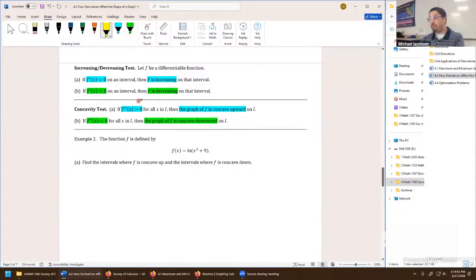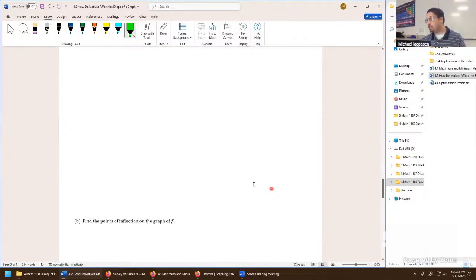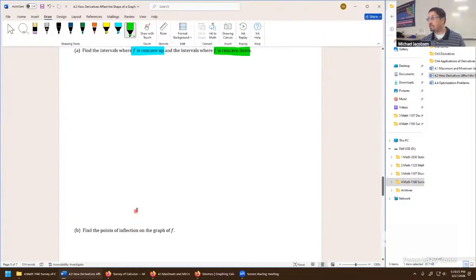The only issue about this concavity test, however, is we're talking about the second derivative, so we need to do a higher order derivative to work this test here. But that's exactly what we're going to try out in example 2. We're going to apply the concavity test to find the intervals where f is concave up. Guess we're using blue for that. Intervals where f is concave down. And then once we find those intervals, we'll get the inflection points on the graph.